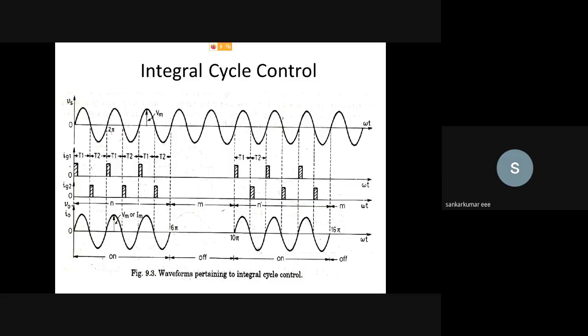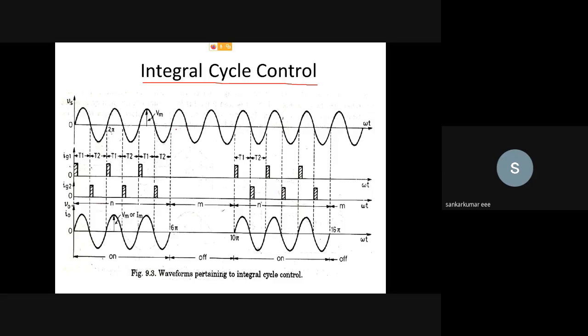And the next thing, we can go for integral cycle control. I have already told you there are two types of AC voltage controllers: one is phase angle control and another is integral cycle control. In phase angle control, by varying alpha, we are controlling the output voltage. That is, we are varying the AC output voltage by means of varying the firing angle. That is called phase angle control. In integral cycle control, we are turning on the source for a few cycles, and turning off the source for another few cycles. By turning the voltage controller on and off, we are controlling the output voltage. That is called integral cycle control.